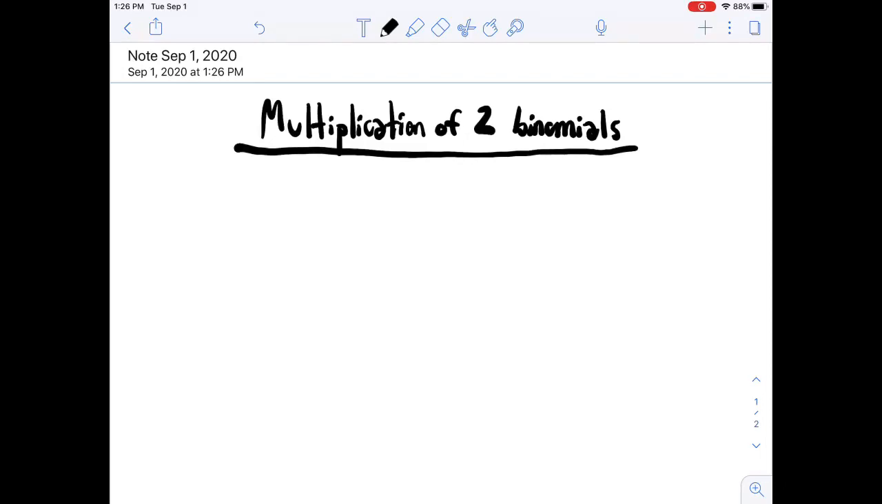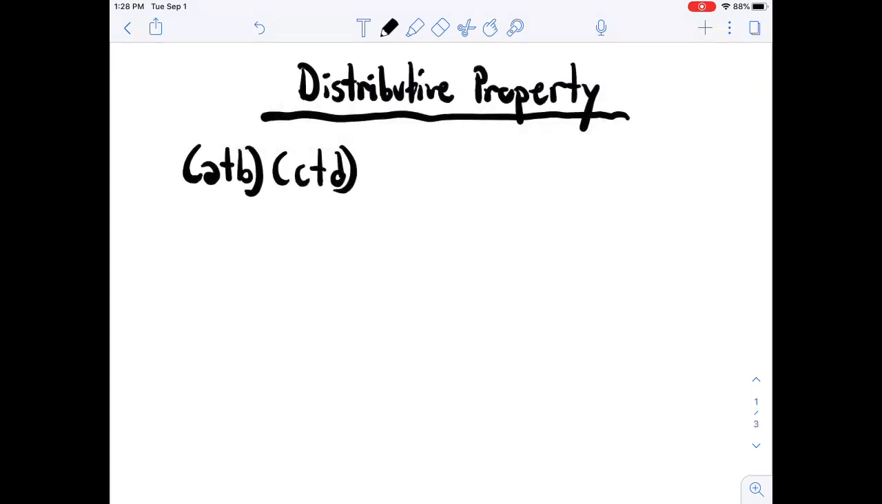Today I'm going to show you how to multiply two binomials. So the first method I'm going to show you is how to solve the problem using distributive property. I talked a bit about this in the last lesson of multiplying a polynomial by a monomial, and we're going to do the same thing here except it's two binomials.